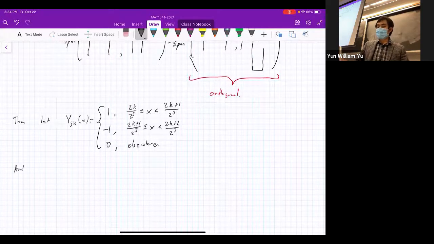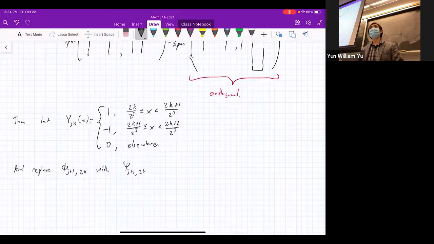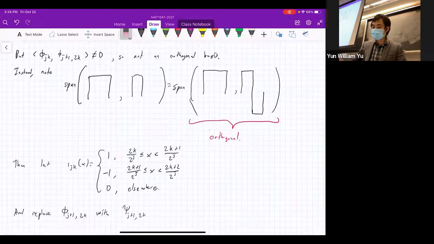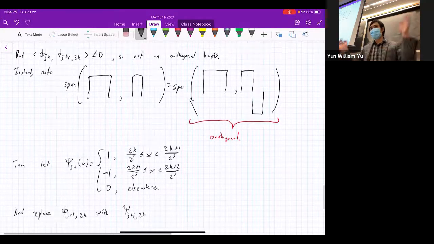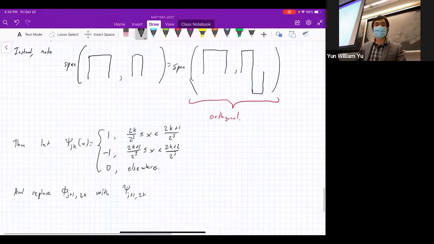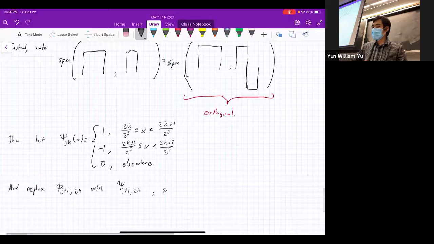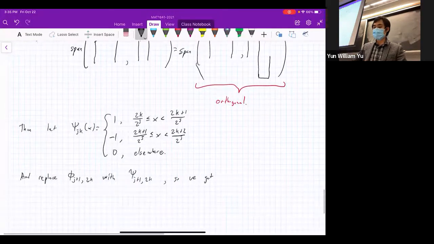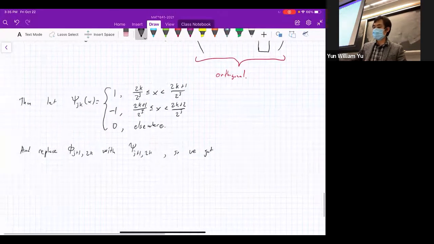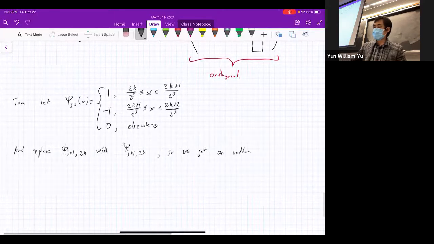Okay, and we're going to replace phi sub j plus 1, 2k with psi sub j plus 1. Oh, sorry, have I been saying phi? I mean psi. Not a y, that's a psi. So standard notation, we're using phi and psi for these basis functions. So replacing all the phi's with our psi's, we get an orthonormal basis.